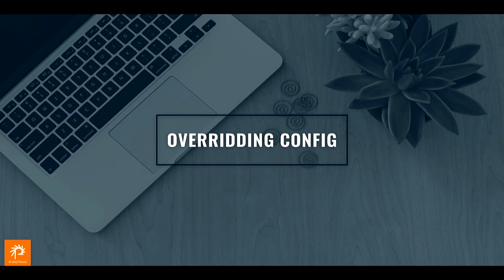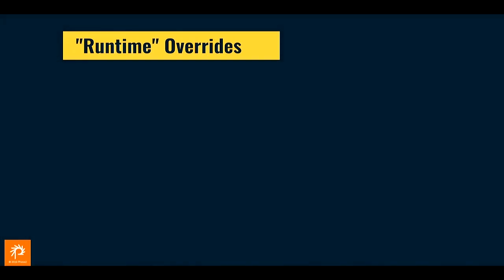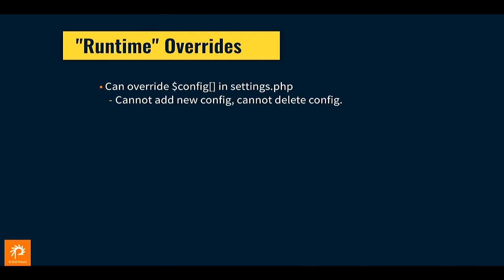Now we talked a little bit about overriding with the gray list. What are some other ways you can override config? So there's something that I call runtime overrides. This is where you go into your settings.php, kind of like you did in D7. You can specify a value in the config array and override a piece of configuration like the site name or the Google API key. Like I see people do this a lot for Google API keys. They go into their settings.prod and they say, here's my API key. So that's doing an override, okay? You can't add new configuration and you can't delete configuration, but you can change existing configuration this way.